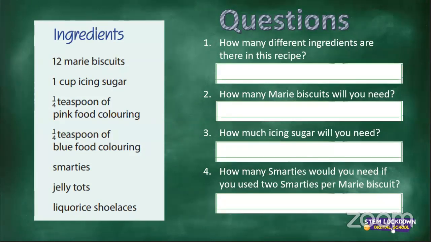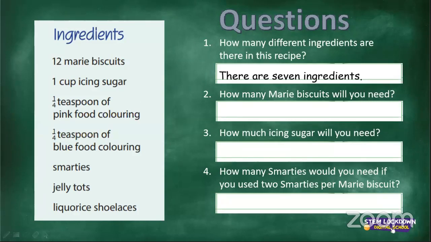Some of you say there are 8 ingredients. Some of you say there are 6 ingredients. So let's look at the answer. What do you think? There are 7 ingredients. 1, 2, 3, 4, 5, 6, 7. I think those of you who said 6, you probably counted the food coloring as 1, but because there are different colors, I counted them as 2 different ingredients.